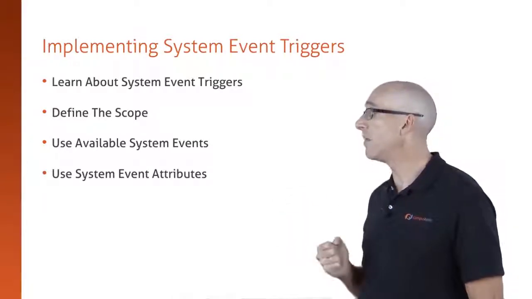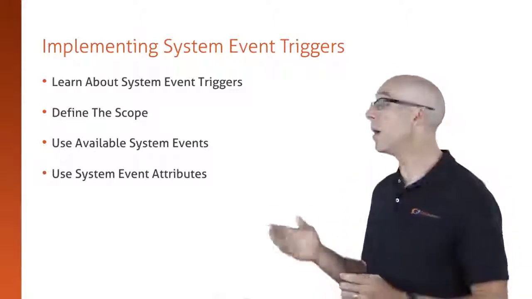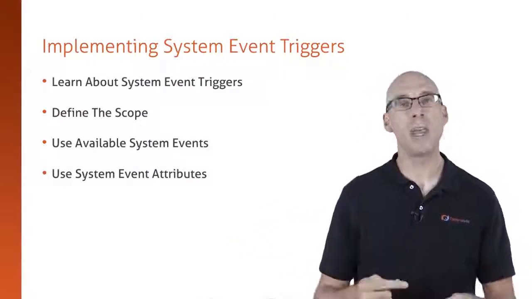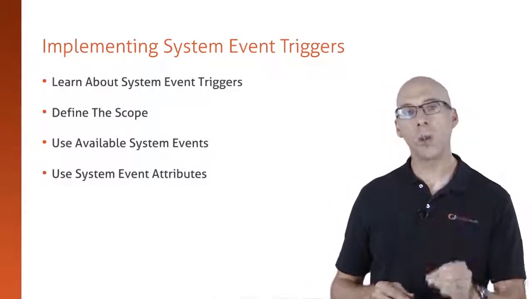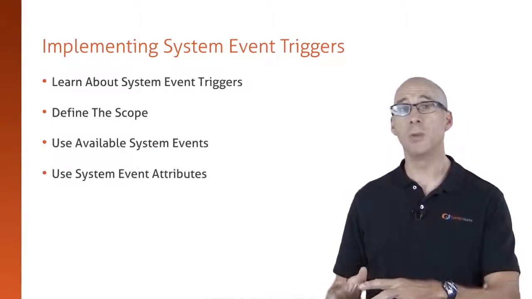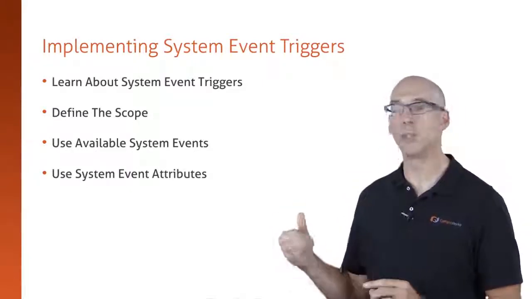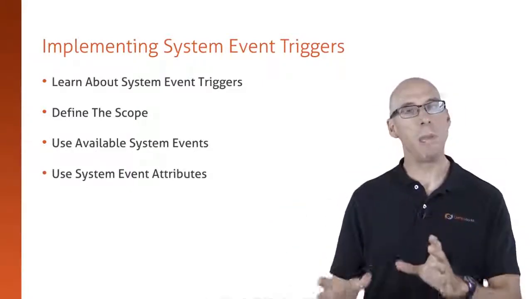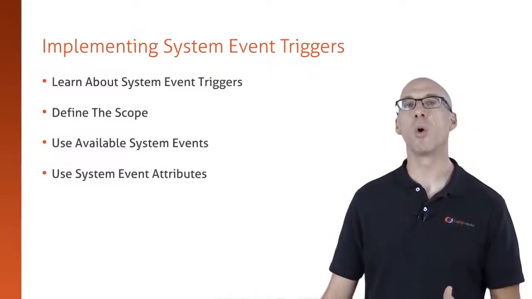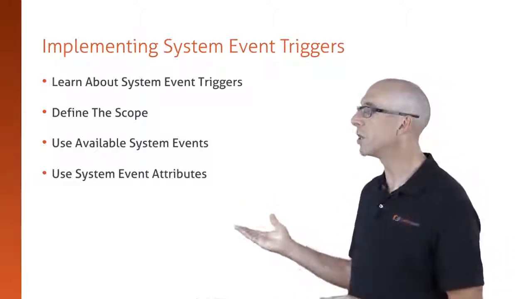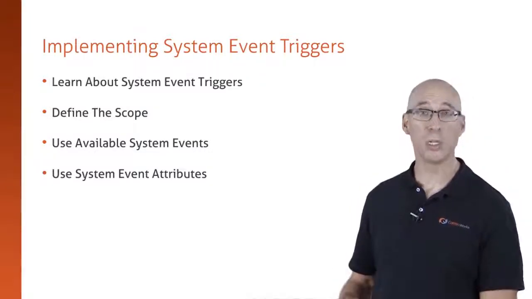We're going to learn how to define the scope, use the available system events, and then finally I'm going to show you some of the system event attributes that we have available to us that we can incorporate within our triggers. Now, I am going to show you some of the most commonly used, but I have created a PDF that shows you a pretty good list of a lot of these attributes that you might use. But remember, in this course and in this lesson, this is not a big deep dive. This is more of an introduction to a system event trigger, and I'm going to show you that it can be done and how you might be able to use it.